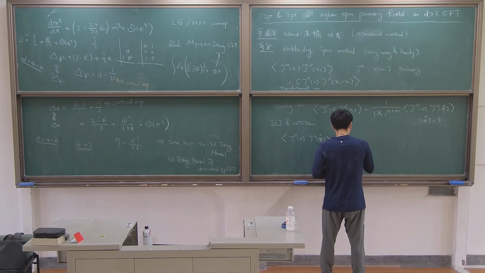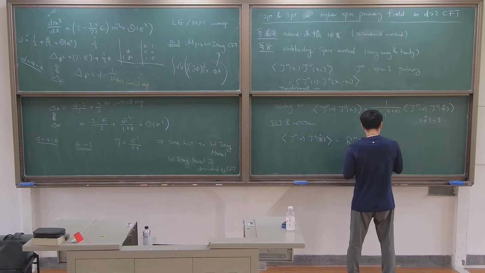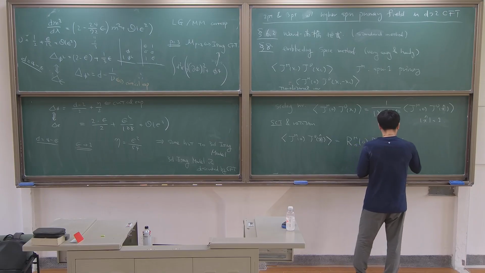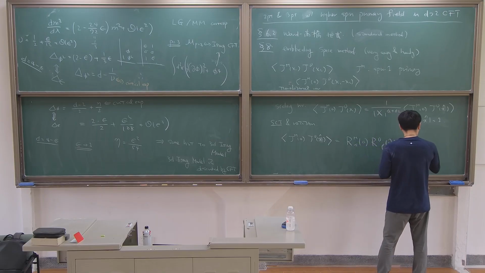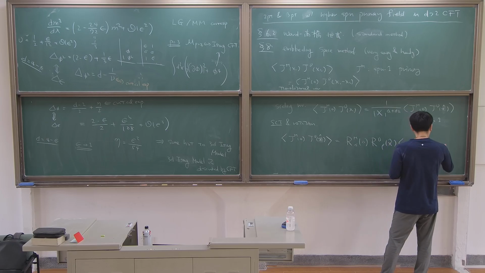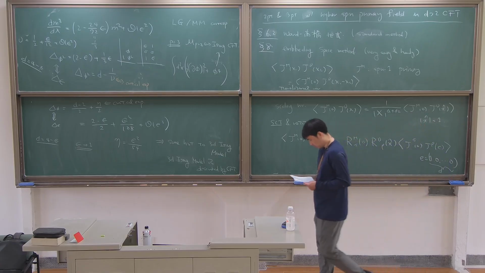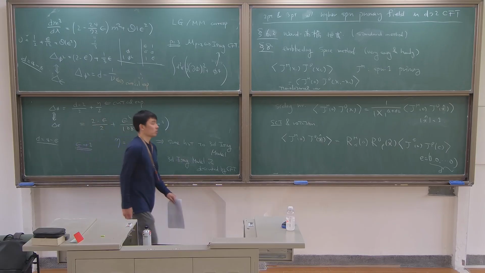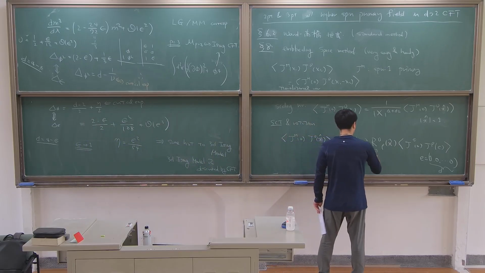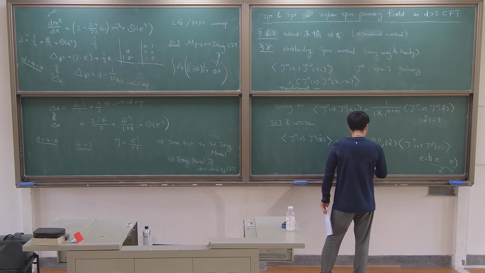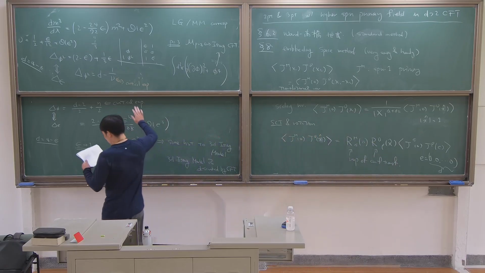So this is equal to R mu rho of x hat, J rho of 0 and J sigma of e, where e is literally a unit vector, whatever unit vector in d dimensions. These are representations of the conformal transformation. That's what the Ward-Takahashi identity will tell us.